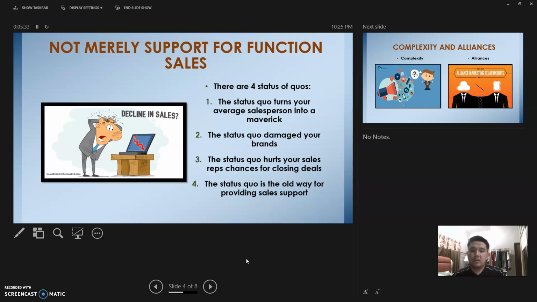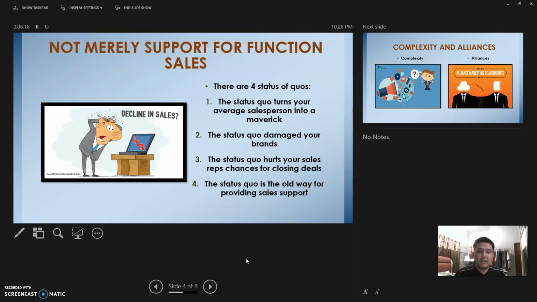The second status quo is that the status quo damages your brand. It means misalignment between improvised marketing materials and the brand identity you approved has a direct effect on the quality of your brand. It can affect the rebranding that we want to sell to our consumers. Your brand, like a service or goods, cannot be adequately portrayed by improvised marketing materials because sales reps are simply not trained to do this job. So be careful when you are promoting your brand, because it can be damaged.